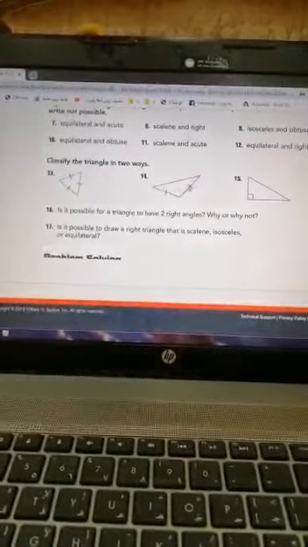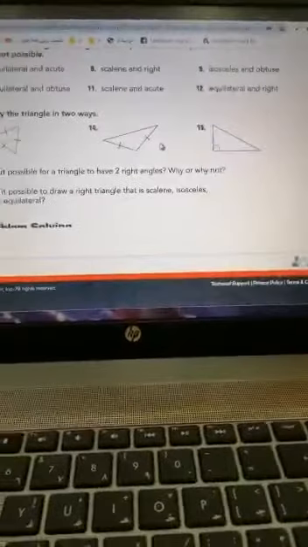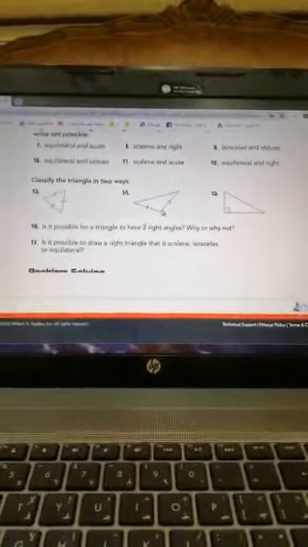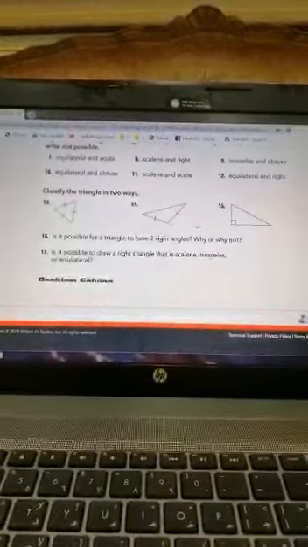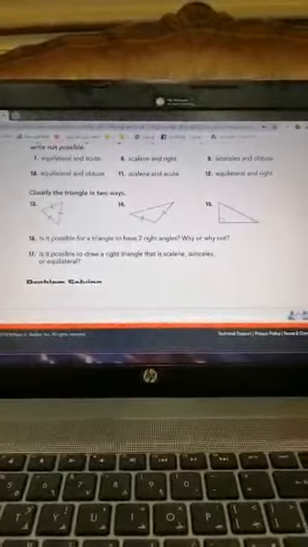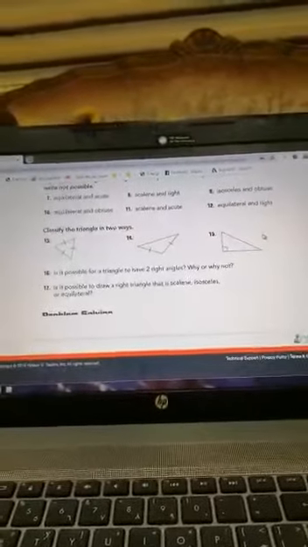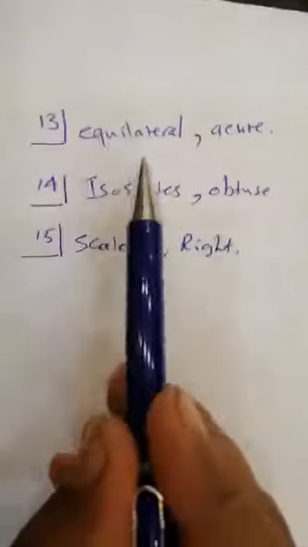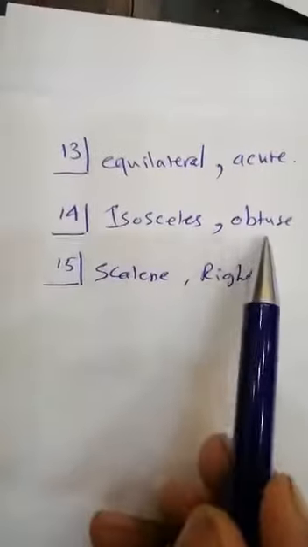Okay, in question 14, we have 2 sides with the same length. Then it's isosceles, and there is one angle greater than 90. Then it's obtuse. Number 15, look, there is one right angle and no sides have the same length. Okay, then it's scalene and a right triangle. Okay guys, then number 13 equilateral and acute, number 14 isosceles and obtuse, number 15 scalene and right.